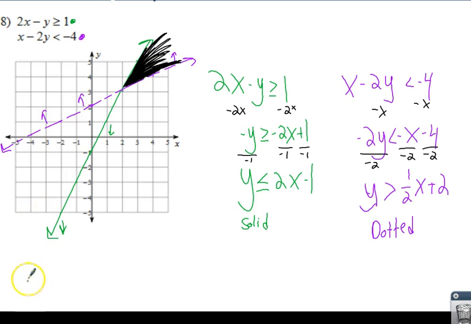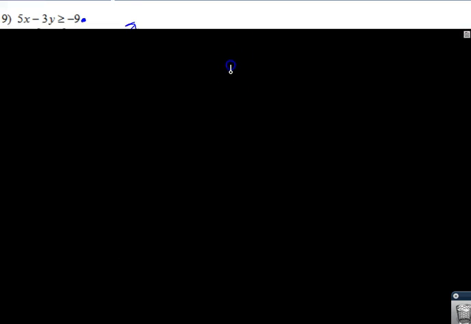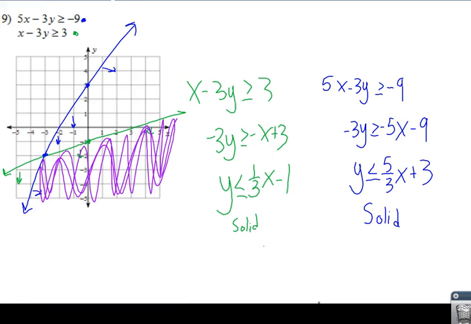All right, let's move on to the next problem. All right, so next on the docket here is problem number 9. Now, problem number 9 poses some interesting issues. Namely speaking, if I look at the equation in blue there, I again subtract 5x from both sides, and I divide by a -3.